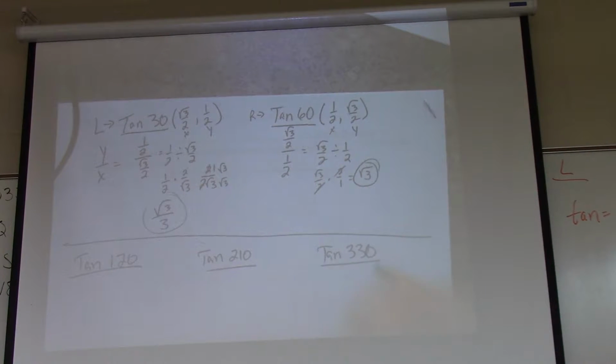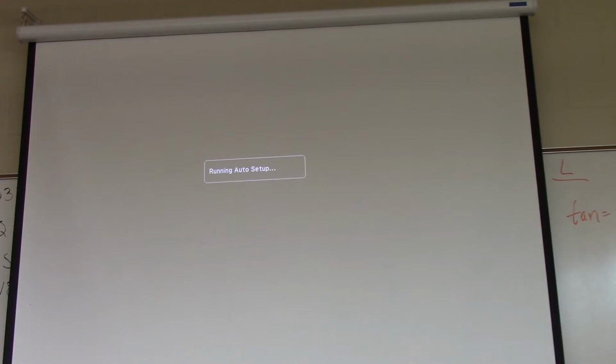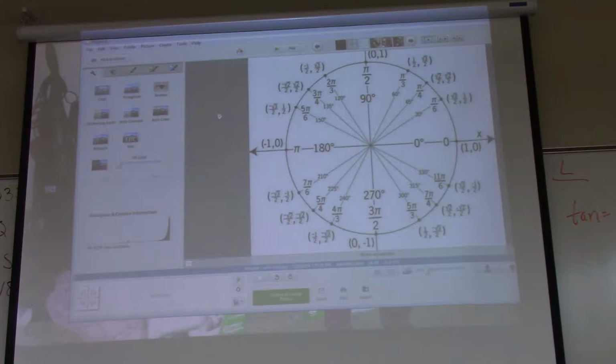I'm not asking you to do all 3. I'm asking this group of people, make sure you write down tan 120. This group of people is tan 210. That is 330. Can you go okay? That's why I'm putting it up right now. Just want to make sure you knew what you were doing first. There you go. There's the unit circle again.